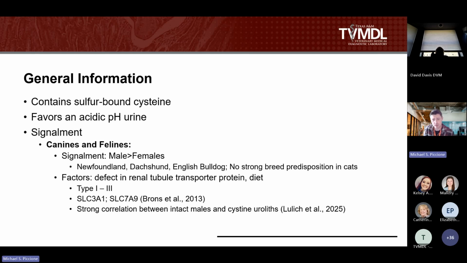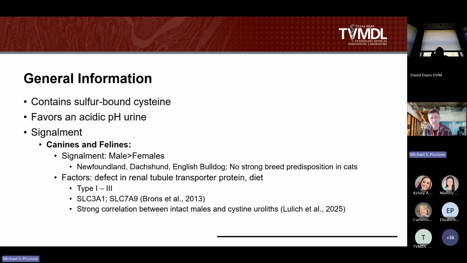I like to talk about trends. With cystine uroliths, they do tend to favor acidic pH, much like our calcium oxalates that we talked about a second ago. In terms of signalment, you do tend to see males overrepresented here, and some of these breeds, again, including but not limited to Newfoundlands, English Bulldogs. For our feline friends, again, they don't typically read the book on some of these things. There is no strong breed predisposition for our feline friends.